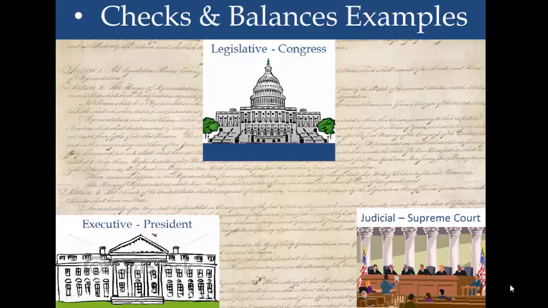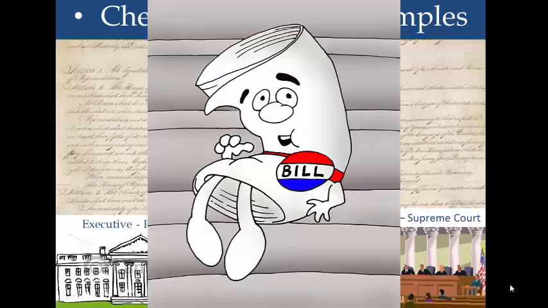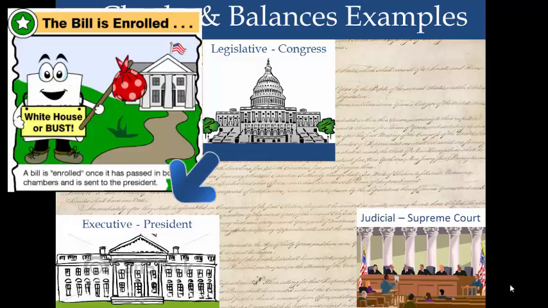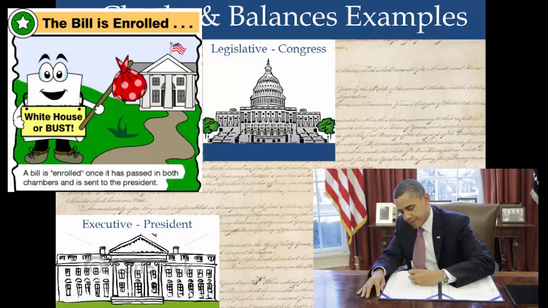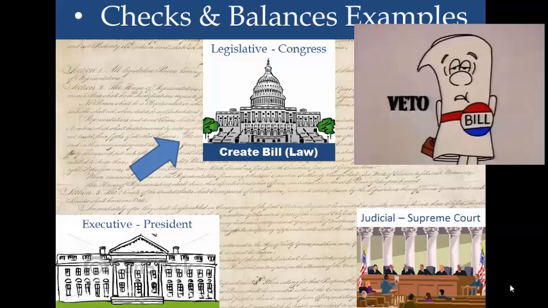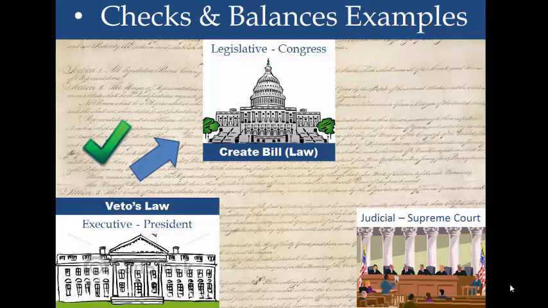But for this lesson, you just need to know that a law as made by Congress is not actually a law at first. It's called a bill. So when Congress creates a bill, it is sent over to the president for his approval. He can either sign the bill, making it a law, or he can veto it, which means he disapproves of it. So if he vetoes it, that is his check.